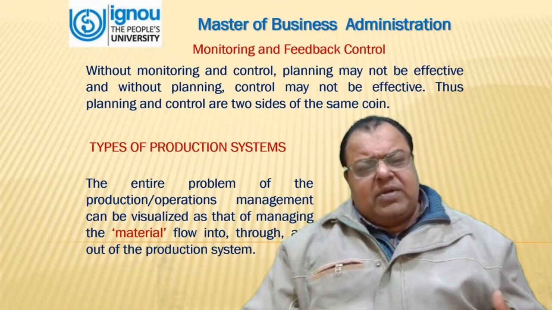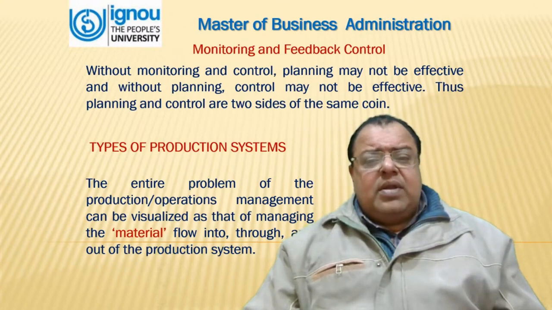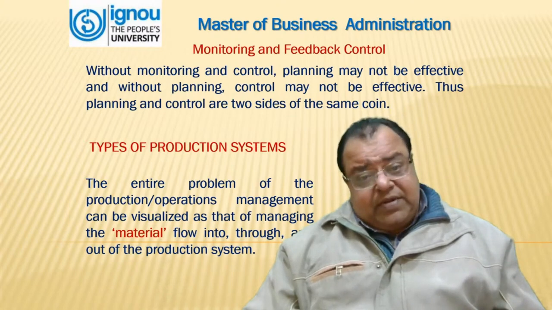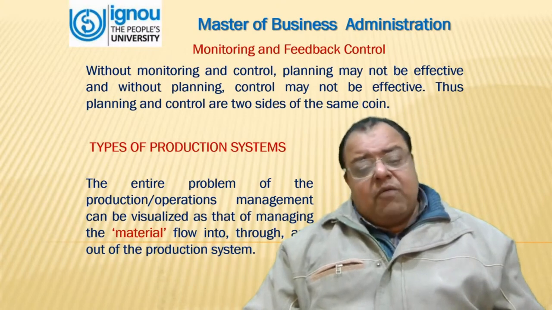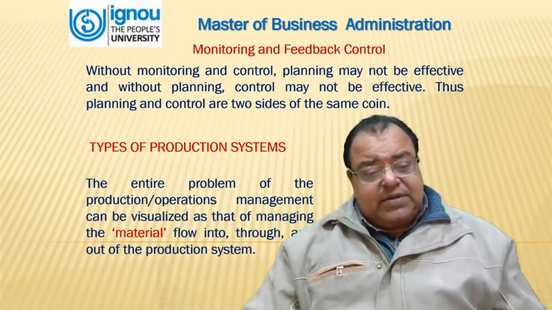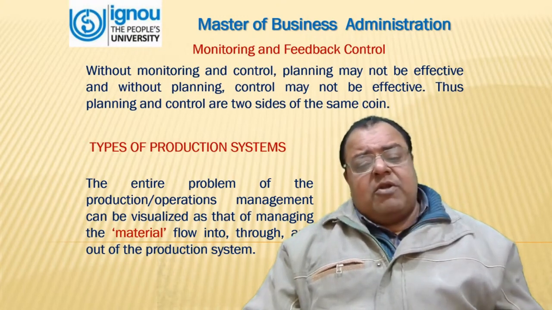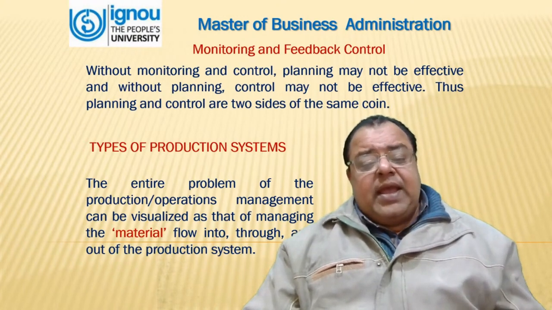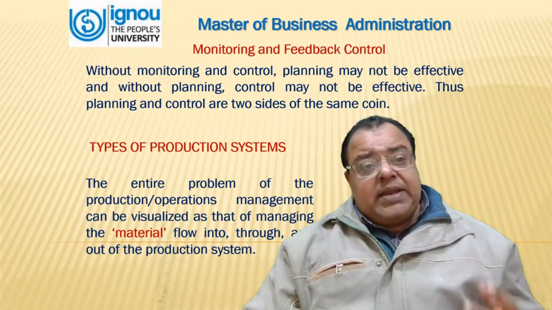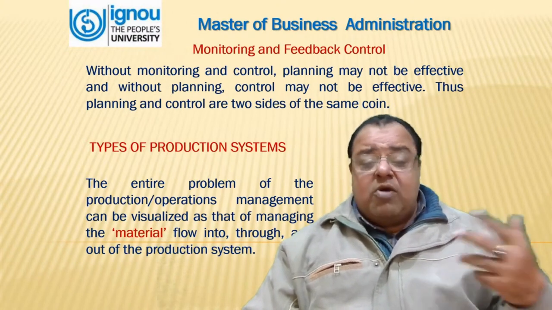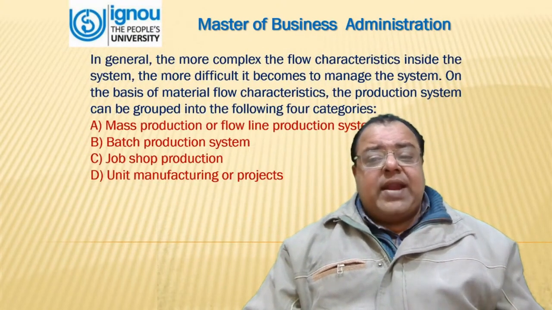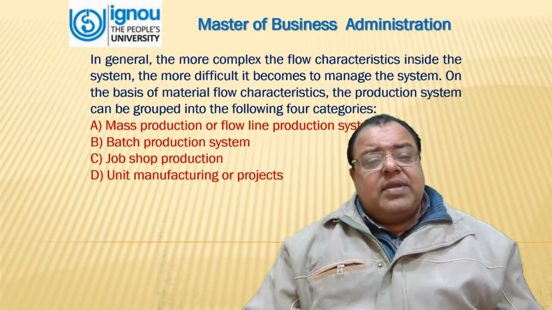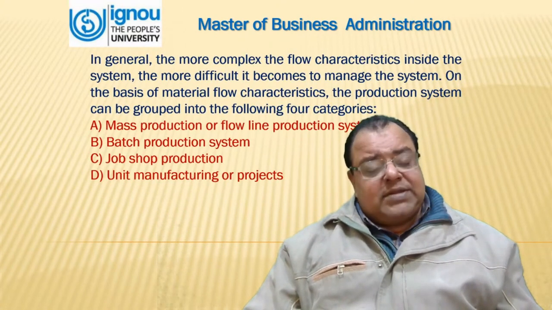Monitoring and feedback control. Without monitoring and control, planning may not be effective, and without planning, control may not be effective. Thus, planning and control are two sides of the same coin. What are the different types of production systems? The entire problem of production or operations management can be visualized as that of managing the material flow in, through, and out of the production system. In general, the more complex the characteristics inside the system, the more difficult it becomes to manage the system.